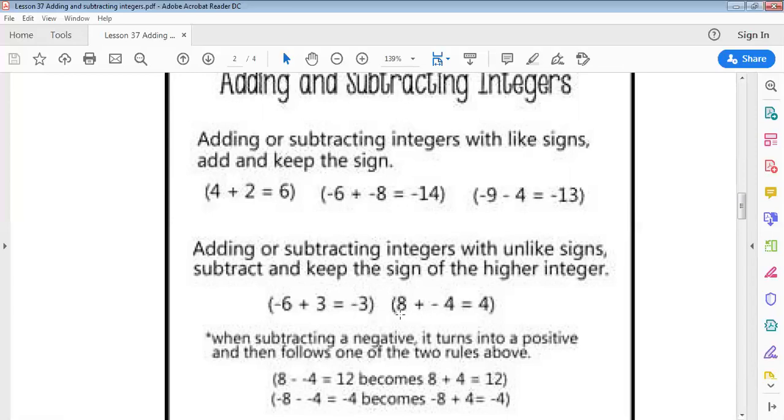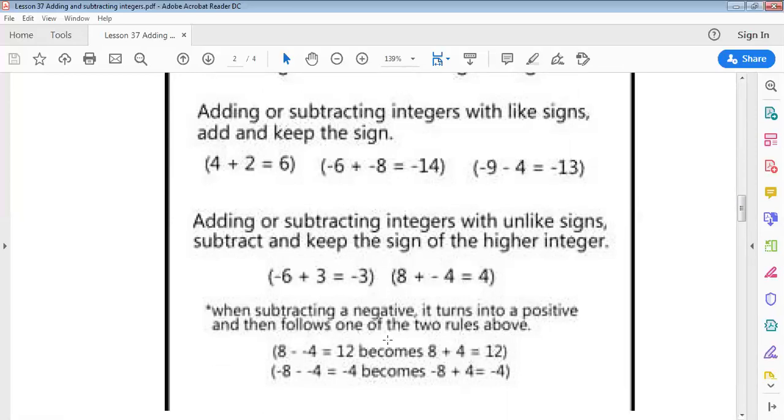If we look at the second example, 8 plus negative 4, we have a positive 8 and a negative 4. So the difference between 8 and 4 is 4, and we keep the sign of the higher integer. The higher integer is 8, and the sign in front of it is a positive. Therefore, our answer is positive 4.